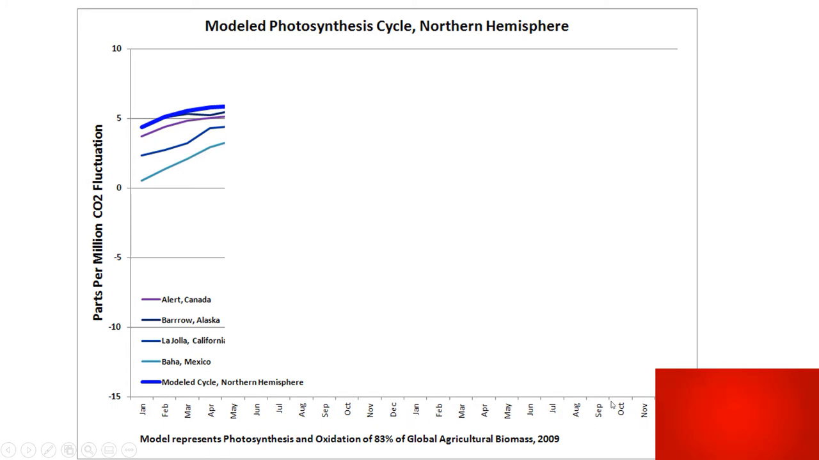So x-axis is going to be months. Looks like we've got a couple different locations: Alberta, Canada, Barrow, Alaska, La Jolla, California, and Mexico. And then this is, I guess, the modeled cycle. So this is going to be these 4 real data points combined into one. And then over here, again, we have that parts per million CO2 fluctuation.